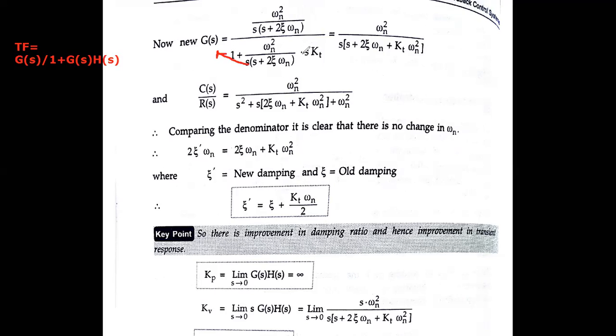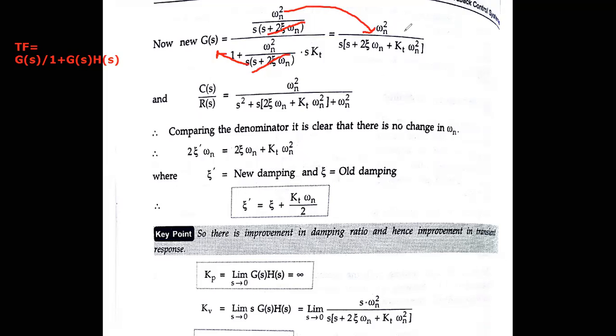After simplifying, this value and this value get cancelled out. What remains is omega n square, whole divided by S plus 2 omega n square plus omega n square multiplied by S Kt. Because there is a term S here and one more S here, they have taken S completely outside. Even if you simply substitute the values, you will get the solution. It is just like putting a bracket here.